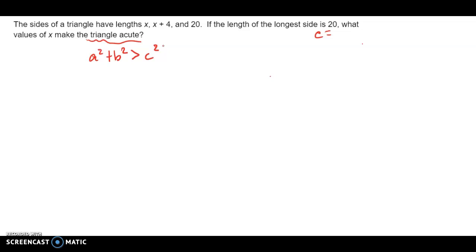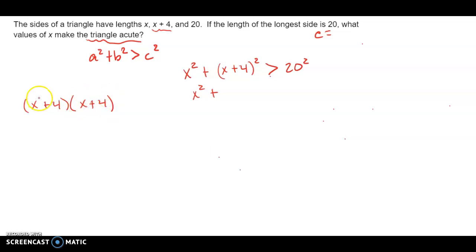So a squared, we're going to call x a. So I've got a squared plus b squared, which is going to be x plus 4. So x plus 4, that quantity squared, has to be bigger than c squared, which is 20 squared. Let's go ahead and simplify both sides here. I've got an x squared plus, and this thing is a FOIL problem. I've got to expand. I've got two of those being multiplied together, so I've got to make sure I distribute twice here.